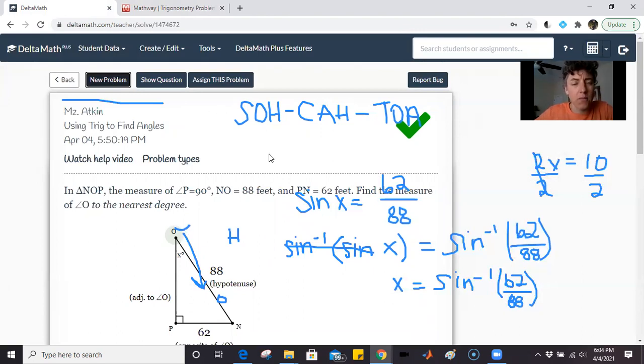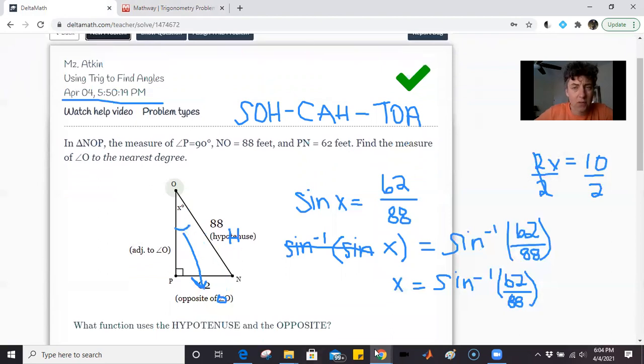Okay, recap. What did we do? We had our picture. We knew the side across from the angle we were looking for, which was the opposite. We knew the hypotenuse. So we were using the sine ratio, which uses opposite and hypotenuse. We set it up: sine of angle x was equal to the opposite, 62, over the hypotenuse, 88. To get the x by itself, we needed to do the inverse operation of sine, which is sine inverse.